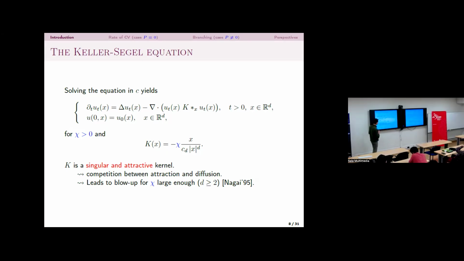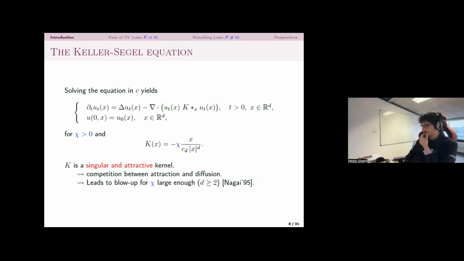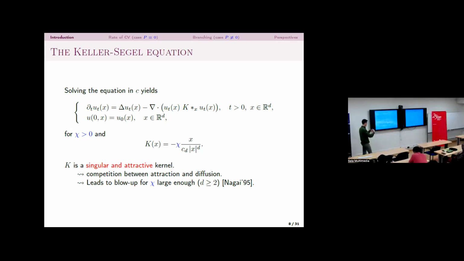And so what you immediately see is that this kernel is singular, in any dimension d greater than 2, it will behave like 1 over a power of r. So it's singular, and also the sign here is important, so I will work with chi positive. The sign is important because it means that the particles are attracted to one another.